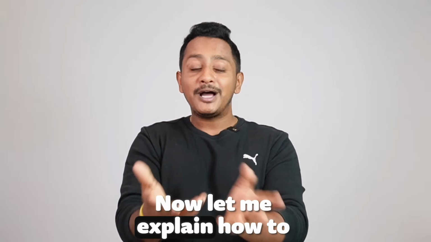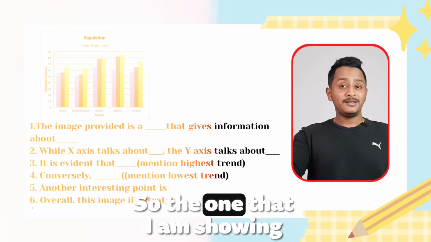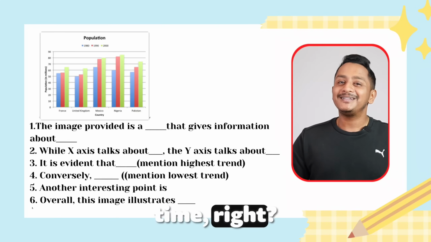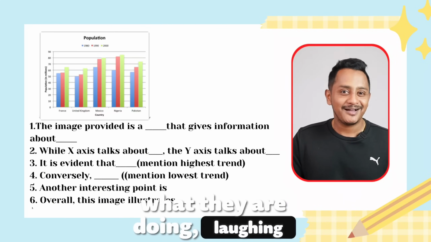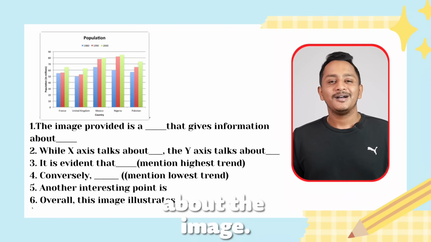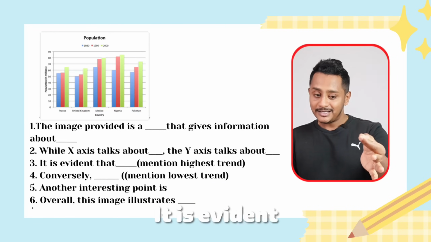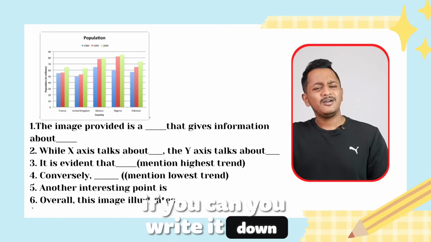Now let me explain how to speak for all the different kinds of images. Let's start. The one I'm showing right now is a bar graph. 25 seconds preparation time, right? Earlier, we used to look at the other people sitting, what they're doing, laughing at them. Now we cannot afford to do that. We have to write something about the image. Now I told you 3 things in the middle: it is evident that, conversely, another interesting point. These 3, if you can, write them down or note them down.